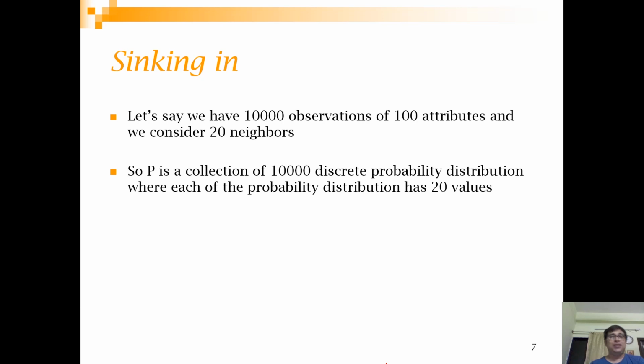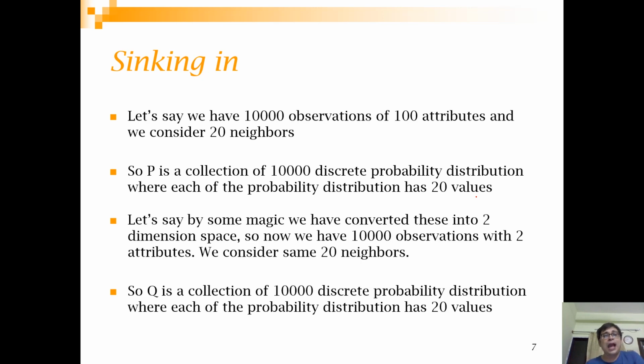Let's sync this further. Let's say that we have 10,000 observations of 100 attributes and we are considering 20 neighbors. So now P is a collection of 10,000 discrete probability distributions. For each point you have a discrete distribution, and each of them has 20 values because you are considering 20 neighbors. And as we said, by some magic or trick, we have converted into two dimensions. Now we also have a probability distribution.